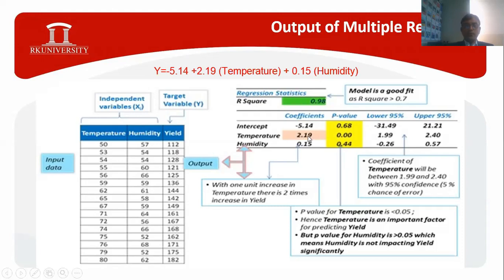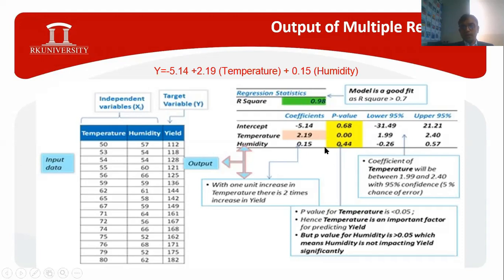Further, if you want to see which of these two variables we have used, temperature and humidity, is a good predictor and which is an average or below average predictor, then we need to look at the p-values of individual predictors. Here the p-value of temperature is less than 0.05. That means we can say that temperature is an important factor for predicting yield. But the p-value of humidity is 0.44, which is greater than 0.05, which means humidity is not impacting yield significantly.